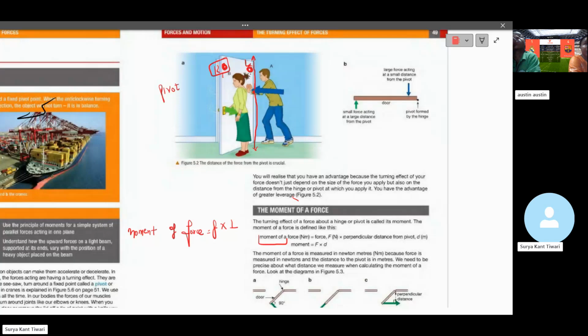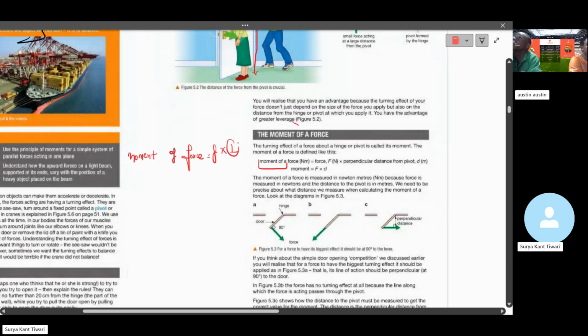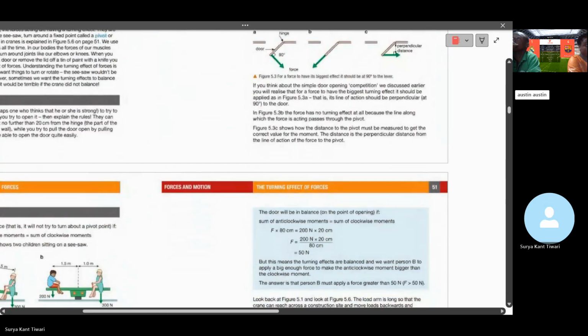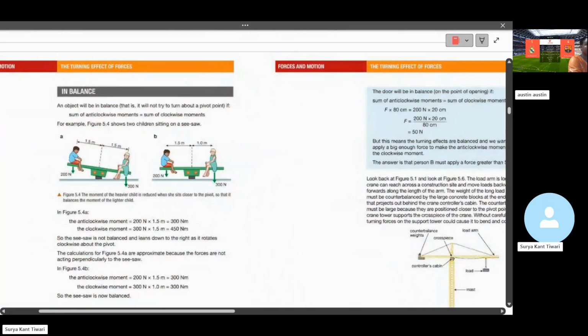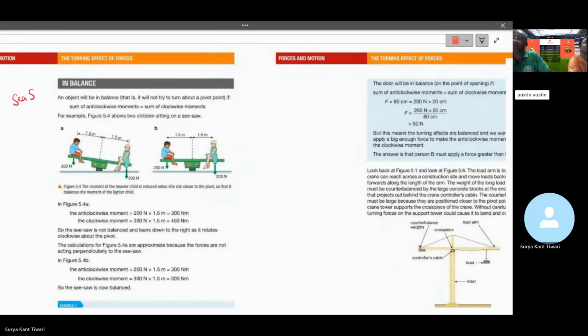The more the point is away from the pivot, the more force it will generate. More the distance, more is the moment of force. Got it? And after that, what we have here is called a seesaw, right? You must have played on this, right?